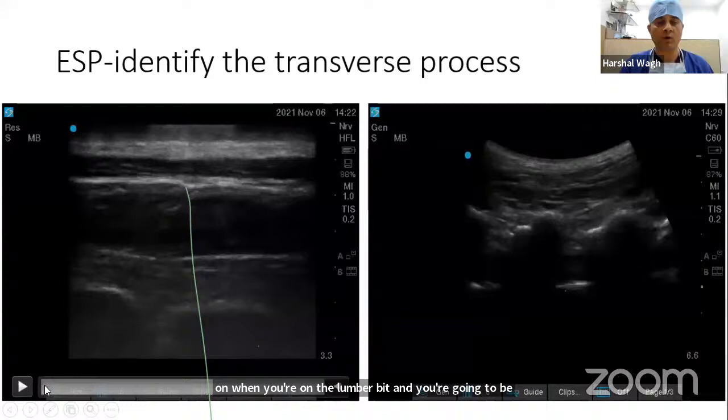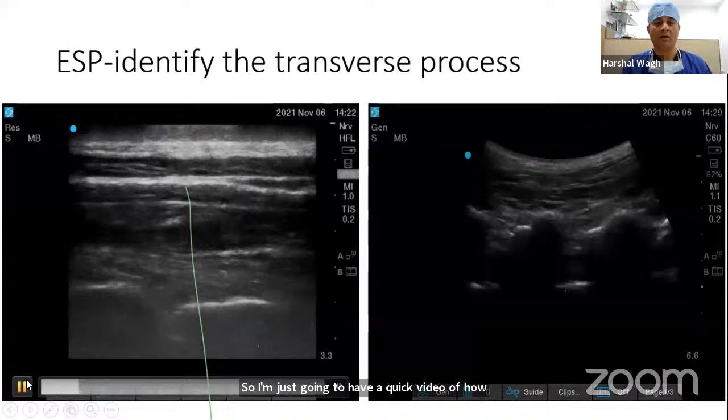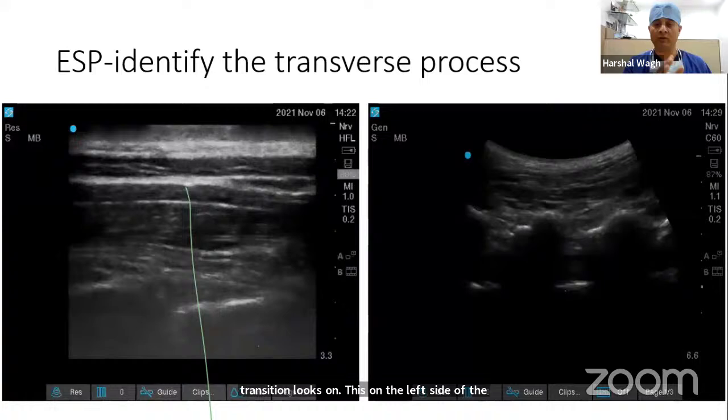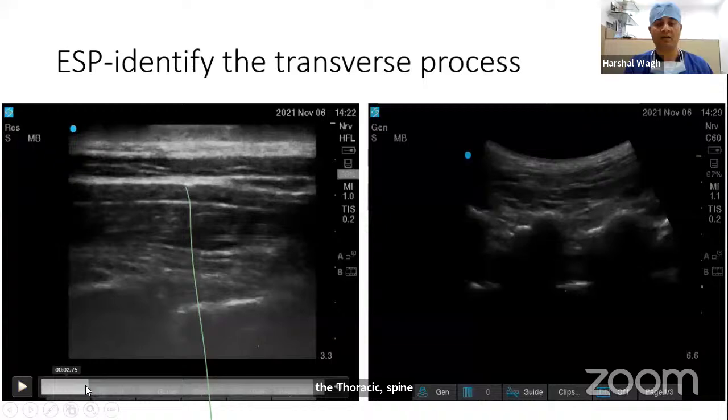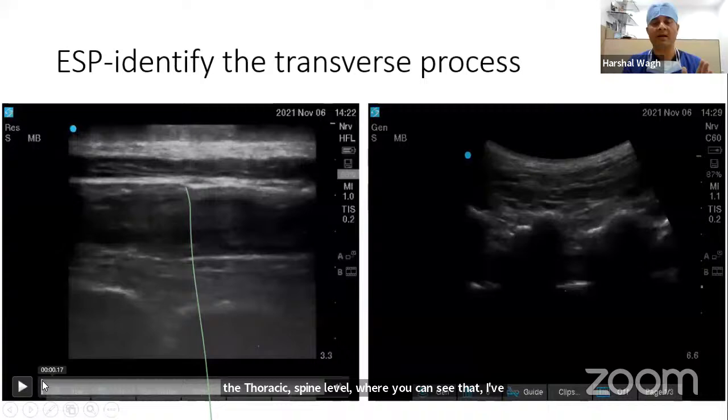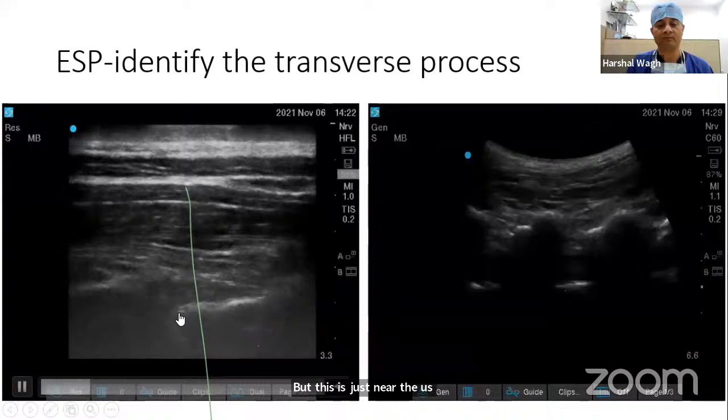So I'm going to show a quick video of how the transition looks. On the left side of the screen is a linear probe, and this is at the thoracic spine level. I'll play this video back. The transition is happening from the midline, or just close to the midline, and then going a little more lateral, and you can see how the sonoanatomy picture changes. This is just near the intertransverse gap. You can see that gap here.